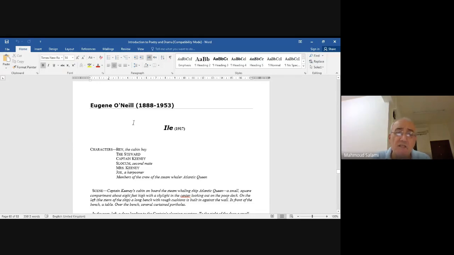So O'Neill, in this play called Ile, when you look here at this word Ile, in English there's really no word Ile. It's really oil, but the American pronunciation of oil, O-I-L-E, the way they speak oil, so it's Ile. That's why it became Ile. You know Americans, how they speak. Sorry for you if you speak American.